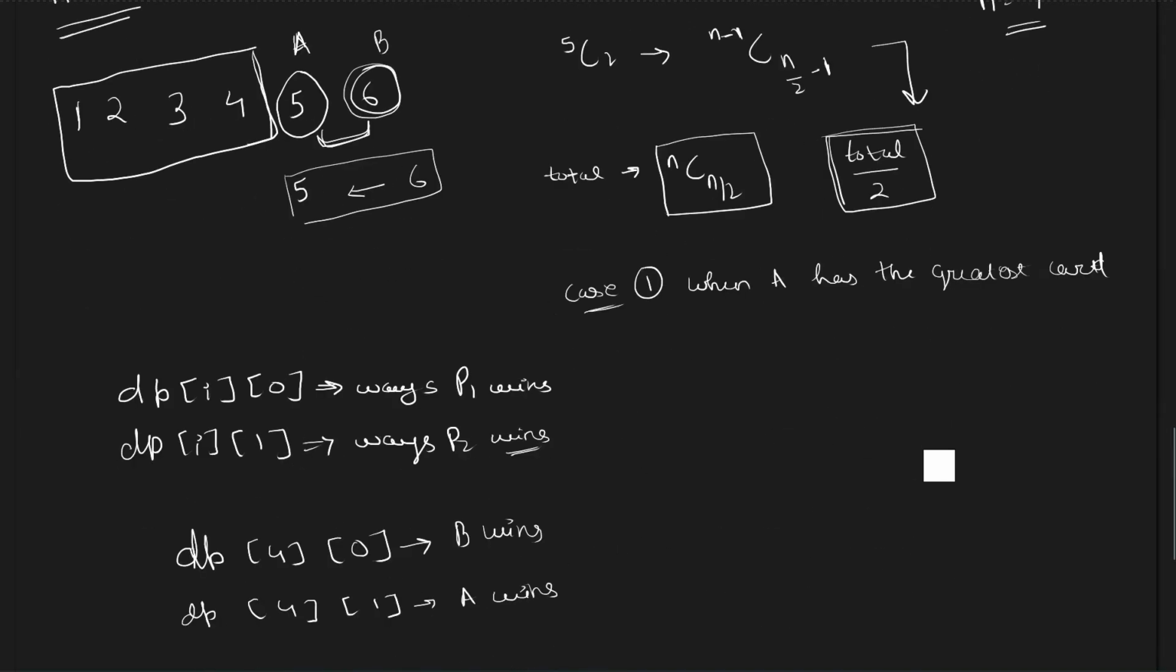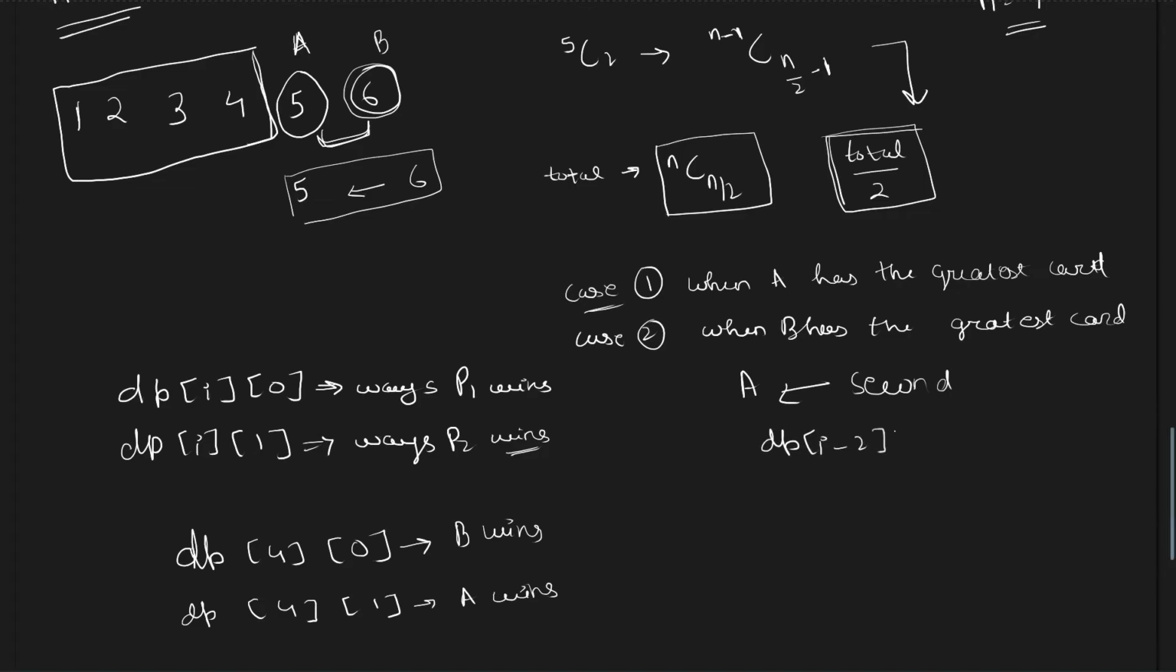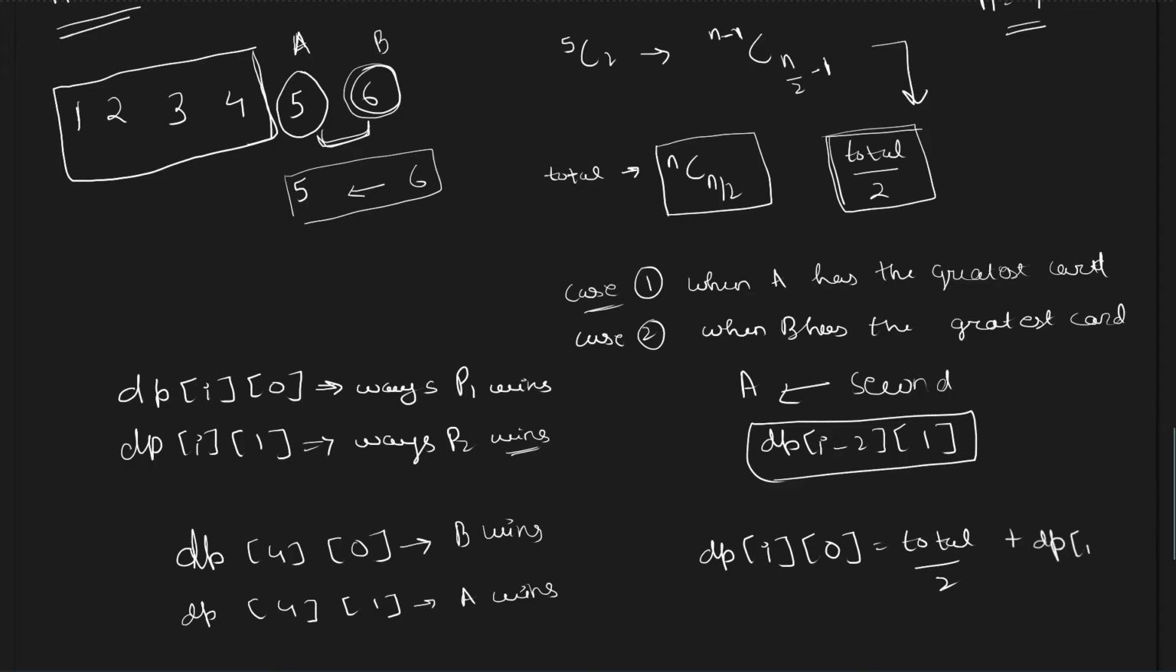So when we consider case 2, when B has the greatest card, now what we have to do is give A the second greatest card and add the value of dp of i minus 2, comma 1 to our result, right? So for any value i, dp of i, 0, our answer would be total by 2 plus dp of i minus 2, 1, right? So this would be our final answer for any dp of i, 0.